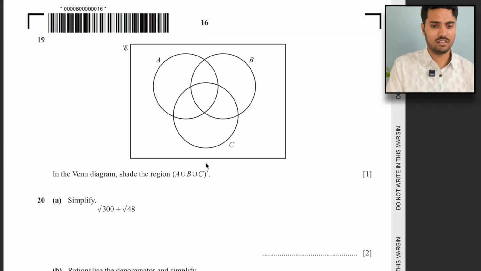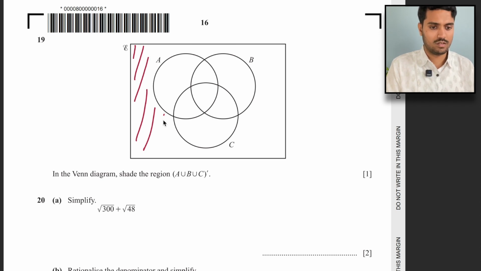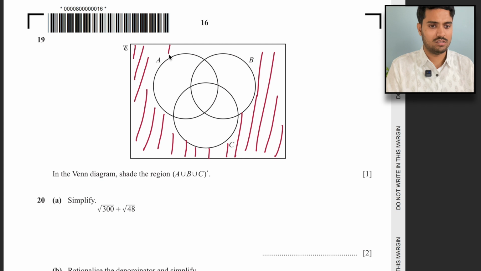Let's check question number 9. It says in the Venn diagram, shade the region (A union B union C) complement. That means everything apart from the sets A, B and C that are given to us. So this is the region that we have to shade.